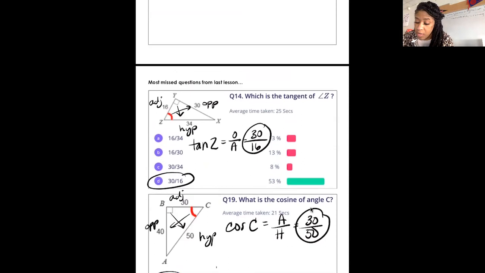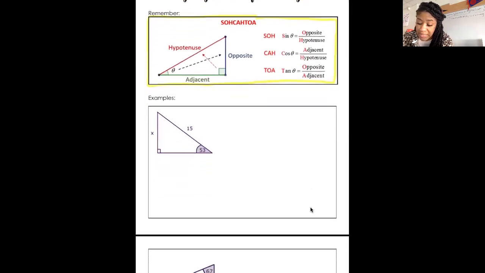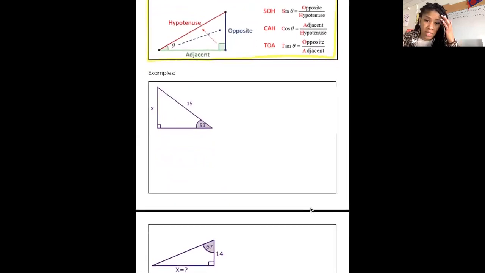Okay, let's go on to the lesson for today, where we're going to be using trig to solve for the missing side. Okay, look at this example here. Two things look different about this triangle and the one from last class. Here we have an angle, 53 degrees. We've never seen an angle before. Usually it just has a symbol, but now we actually have the angle. And then we see we have only two sides labeled. This one is not labeled.